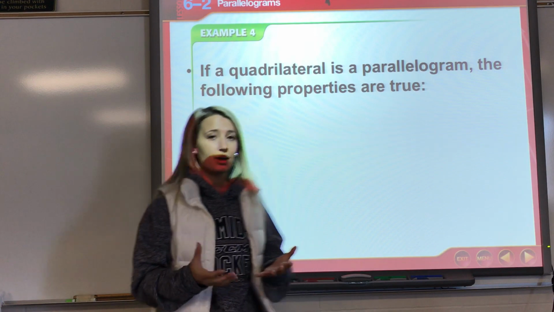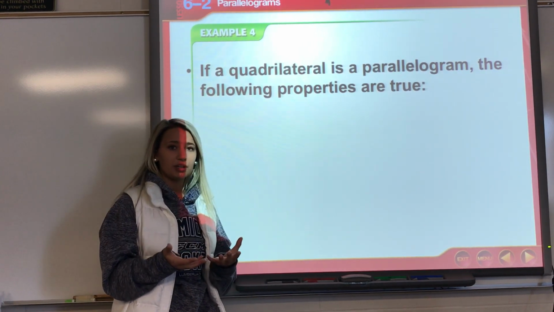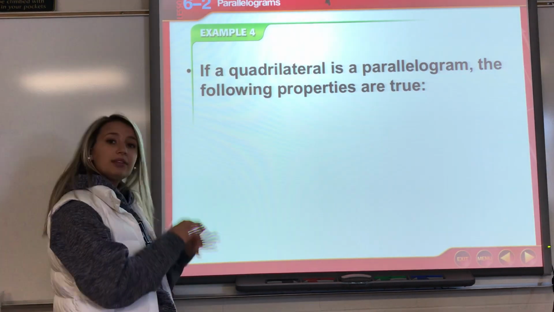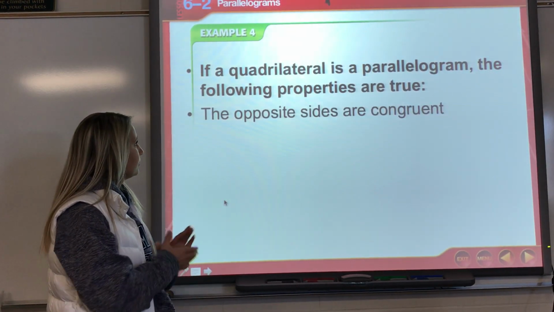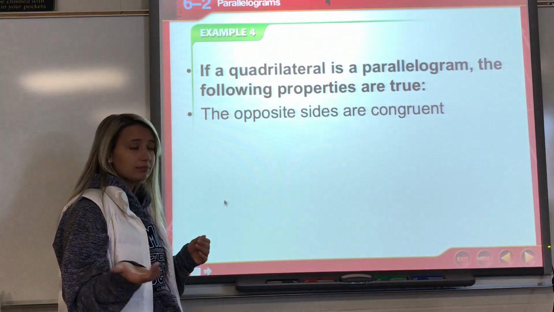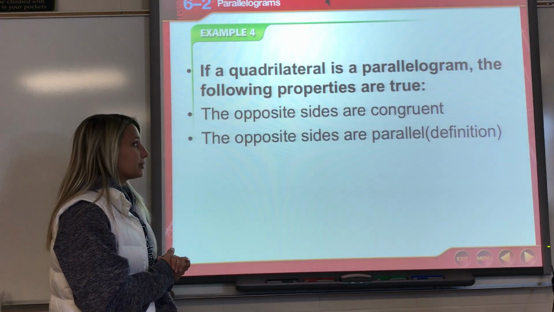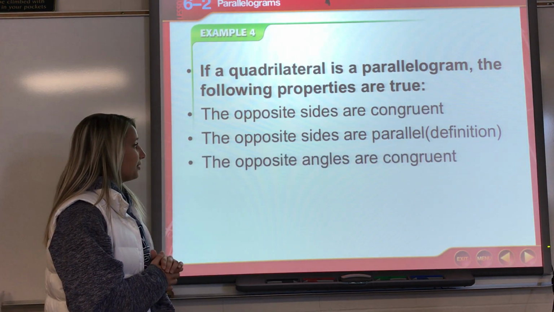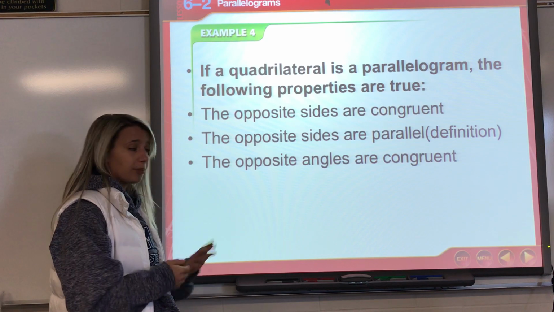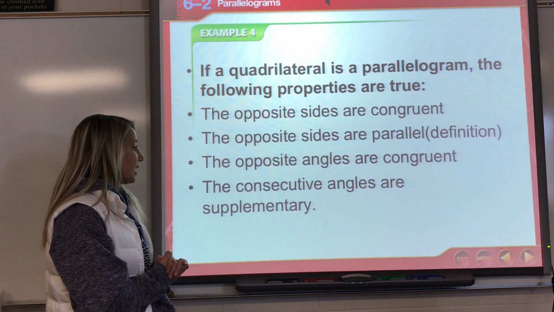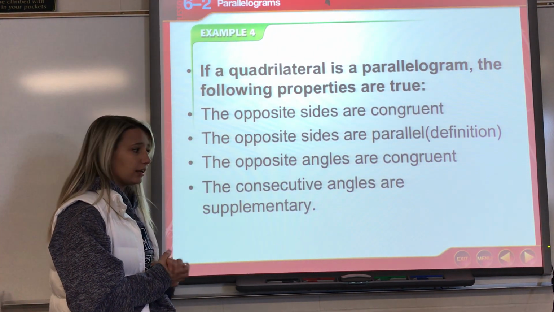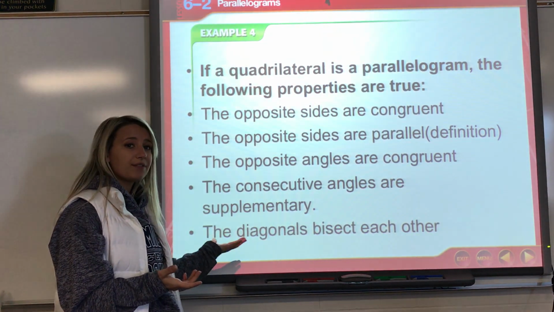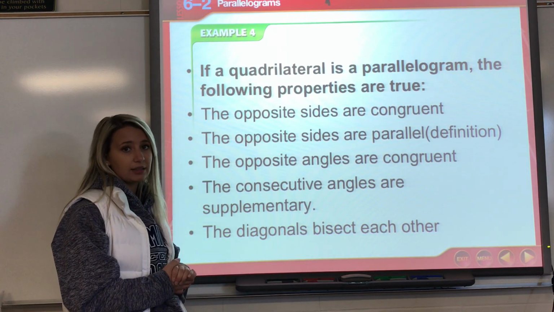So, couple things. You should really write this down. This is just kind of summarizing everything that we learned today with the parallelogram. So, if a quadrilateral is a parallelogram, these properties are true. The opposite sides are congruent. The opposite sides are parallel, and that just comes from the definition. The opposite angles are congruent. That was one of the properties. The consecutive angles are supplementary. And the diagonals bisect each other. So this is stuff that we will be using a lot, so you really should write this stuff down.